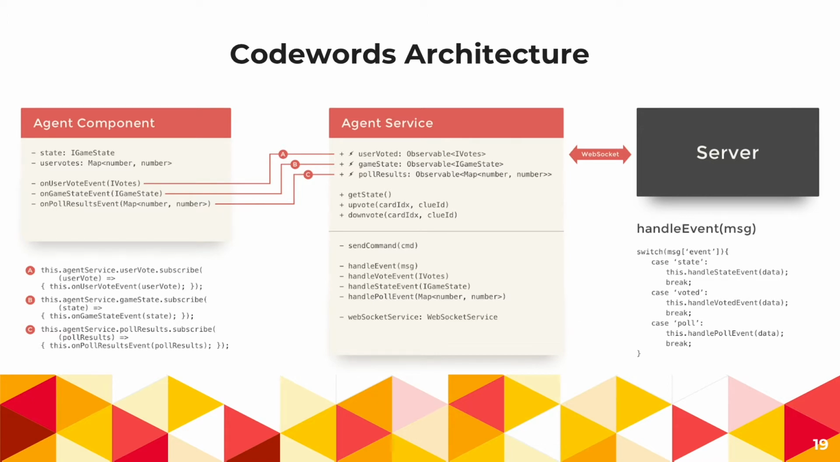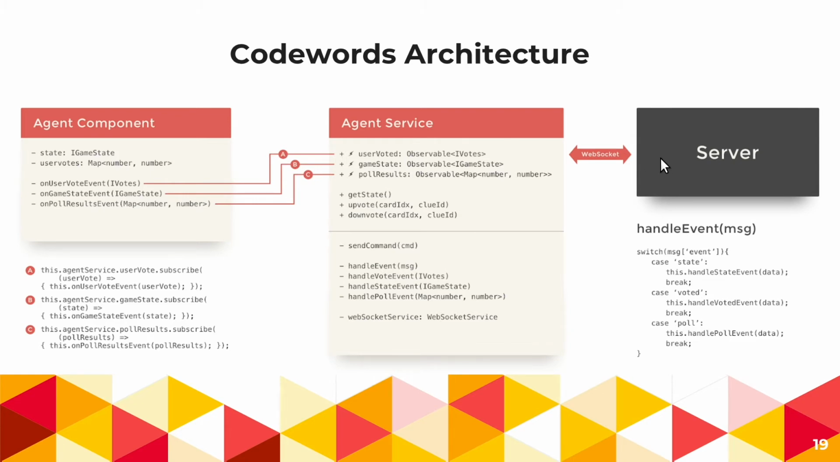So this is a part of the CodeWords architecture. You've got the agent component, the agent server, and then the black box connected to them through a WebSocket. The agent component contains the board. It's responsible for displaying the UI, taking input from users. You've got the agent service, which is responsible for communicating to this, taking the inputs from the user, turning them into commands, and then sending those commands to the server.